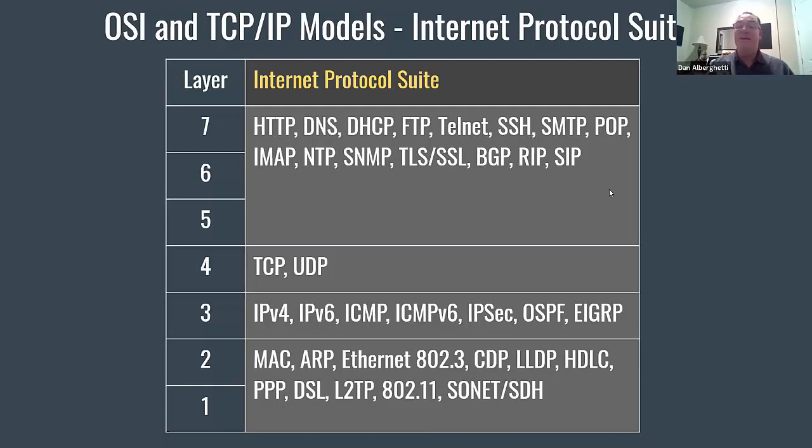SSH, you SSH in, remote connection. Mail, SMTP. POP is your mailbox, IMAP is a mailbox. Network time protocol. This is simple network management protocol, used for managing the network. This is transport layer security, which used to be called secure socket layer. The new term for this is TLS. Then we've got BGP, Border Gateway Protocol. This is the routing protocol of the internet in between internet service providers. RIP is old school routing protocol. And then SIP, this is used for voice over IP.